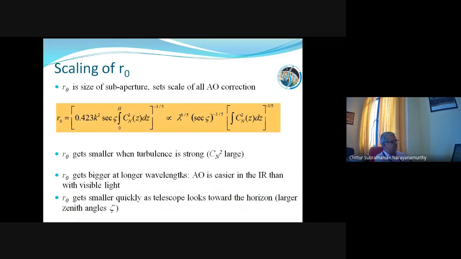What is the scaling of R0? R0 is the sub-aperture of the telescope. In adaptive optics correction, this is approximately given in this form. So R0 gets smaller when turbulence becomes stronger. Why is R0 very important?